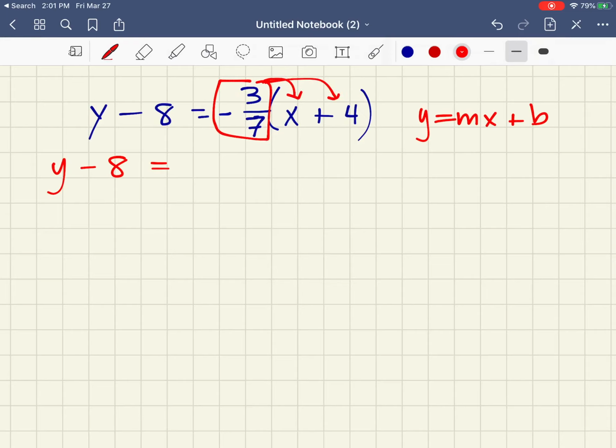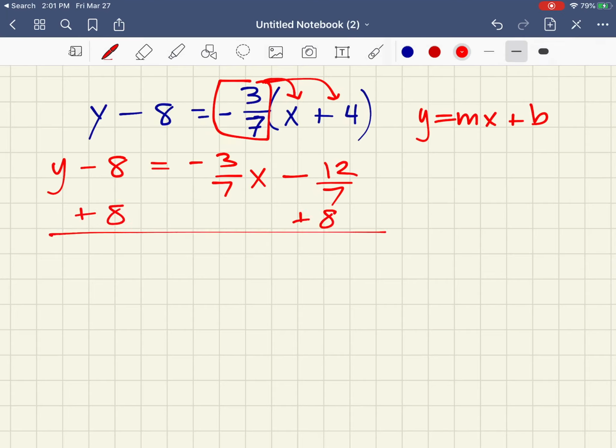I'm going to distribute that into my parentheses. So I get negative 3/7 times x minus, I have a plus here, positive number here, negative slope there. So minus 12/7. And then I'm going to add 8 to both sides. I get y equals negative 3/7 x.